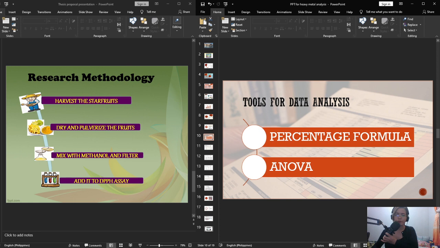So for your proposal defense, you can have a maximum of 10 slides, okay? Maximum of 10, but you have to make sure that you don't write everything that is written in your paper. You have to summarize it. You will do the talking while your PowerPoint will do the representation. Okay po? So your PowerPoint will talk to your audience while giving the explanation behind that presentation.